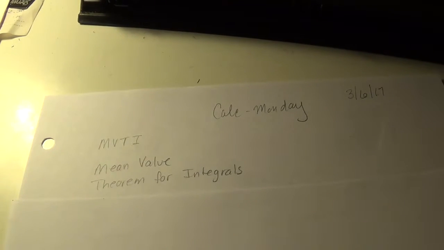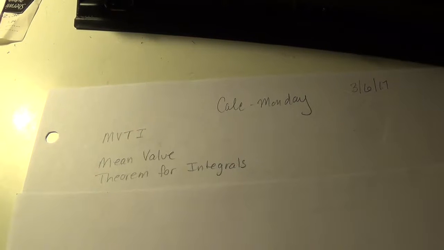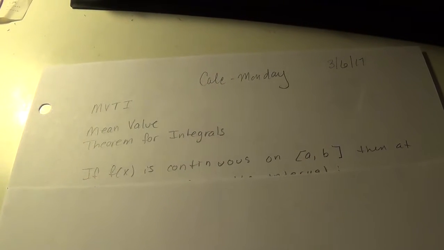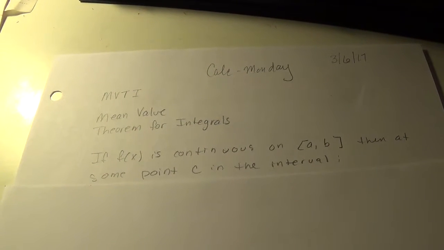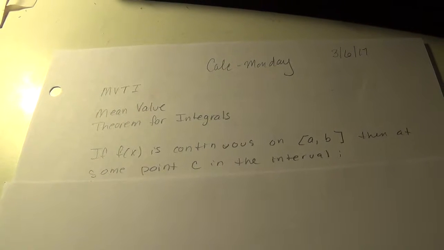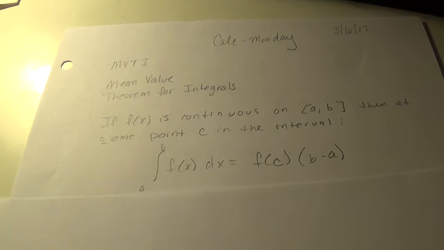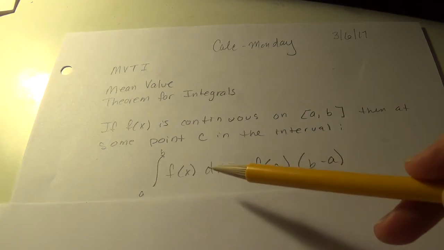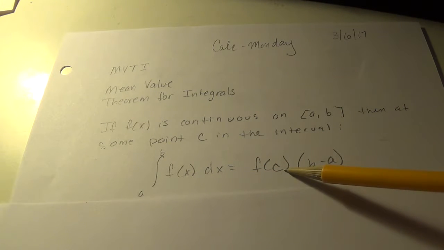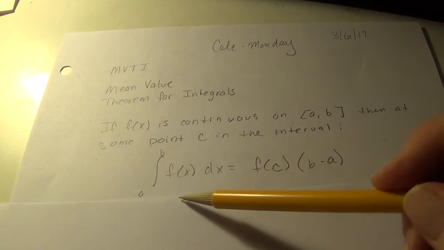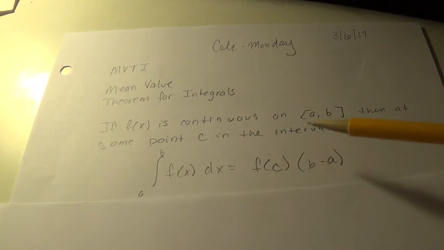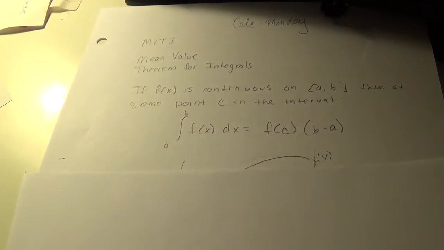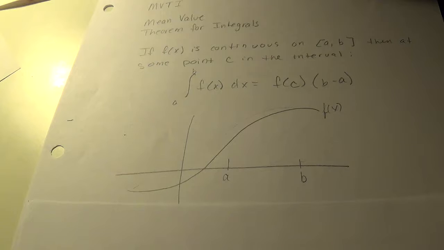The mean value theorem for integrals is stated thusly. If we have a function continuous on the closed interval [a, b], then at some point c in that interval, this is true: the definite integral from a to b of f of x dx is f of c times b minus a. So this is just a number, and it equals the function evaluated at some point c times b minus a.